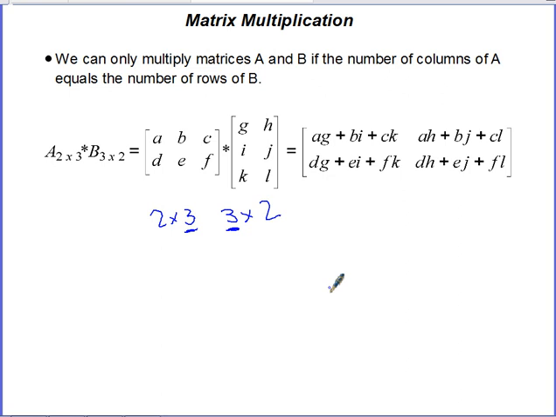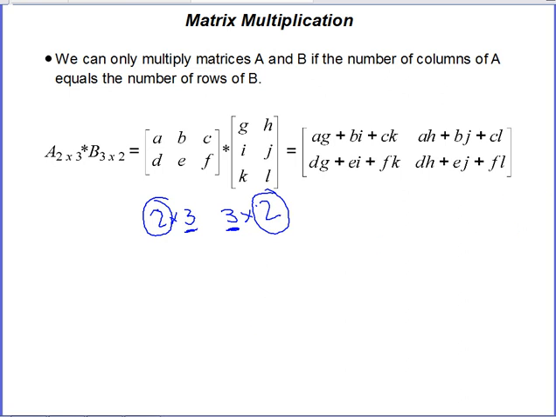If you ever write out the dimensions and you get different numbers on the inside, then they cannot be multiplied and you would say your answer is undefined. So your inside numbers tell you whether or not they can be multiplied. The outside numbers give you the dimensions of your answer. So a 2 by 3 matrix multiplied by a 3 by 2 matrix will give me a 2 by 2 matrix as the answer.